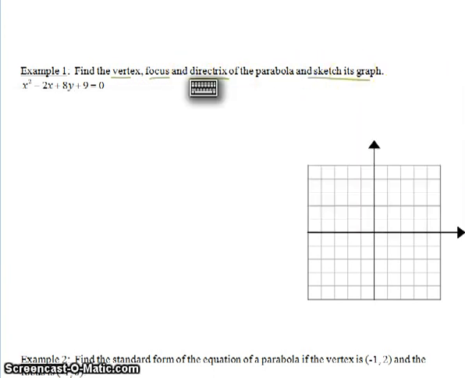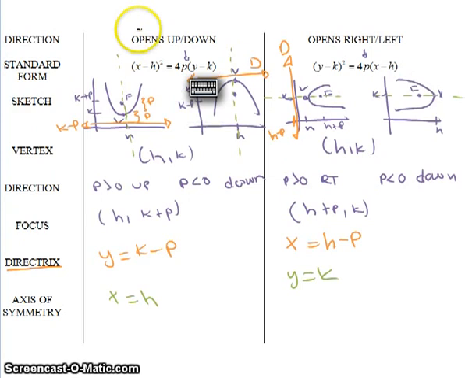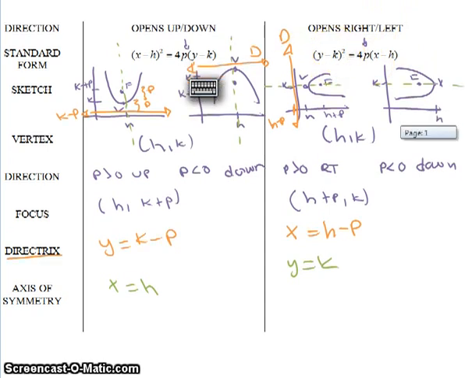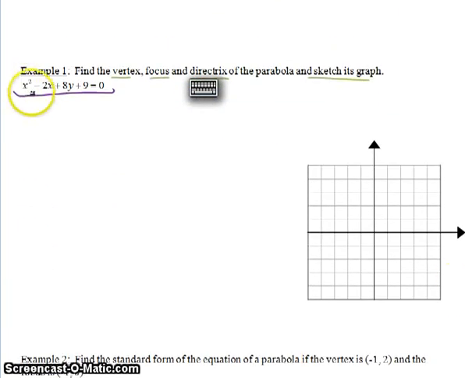Okay, so in order to do that, we have to take this equation and put it into standard form. And we notice that the x is squared. So if we look back, we have two columns to choose from. Is it the up-down kind or the right-left kind? Well, for the up-down kind, the x is squared. For the right-left kind, the y is squared. So we have, for our problem, that our x is squared, which means it's going to be an up-down parabola.